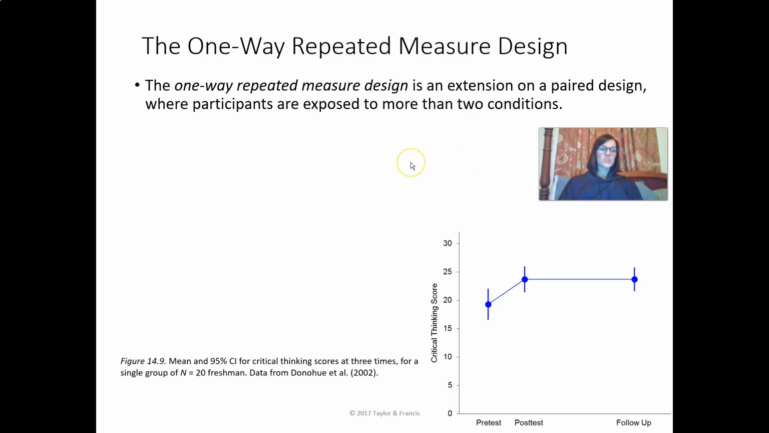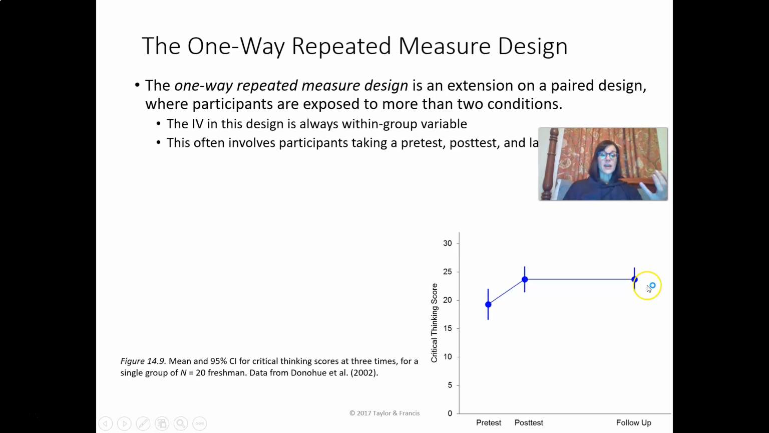On the other hand, when we're doing a one-way repeated measures design, it's basically an extension of a paired design where participants are exposed to more than two conditions. So for example, this is based off of a study by Donahue looking at whether or not critical thinking training can change from pre-test to post-test, sort of like what we found with the Thomason study. And what's actually kind of interesting is that Donahue followed up with groups of college students 9 months later.